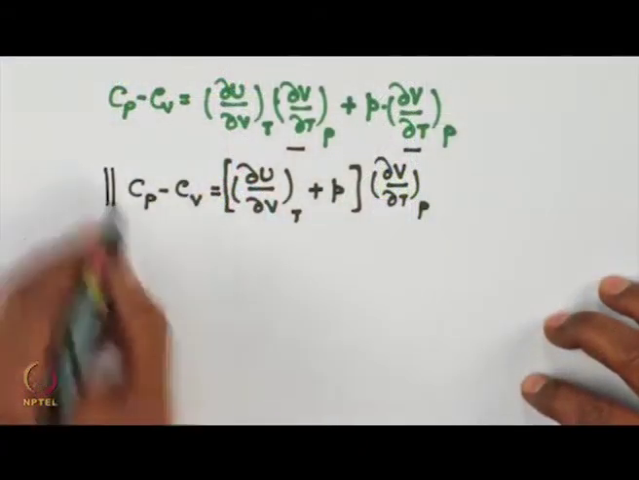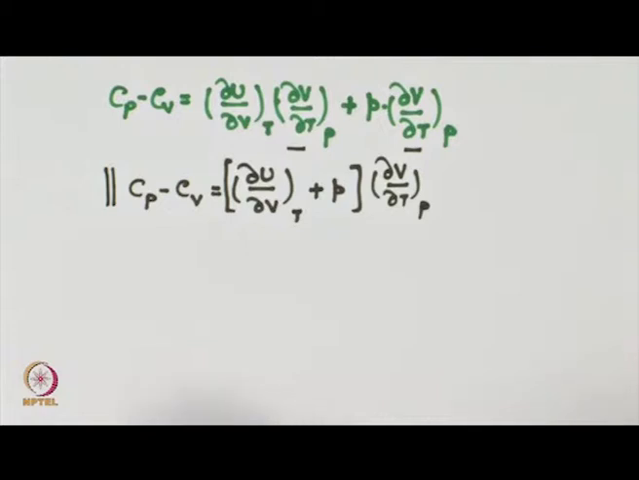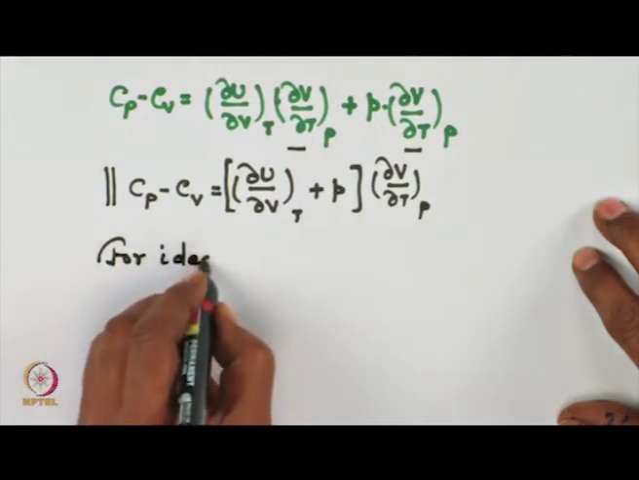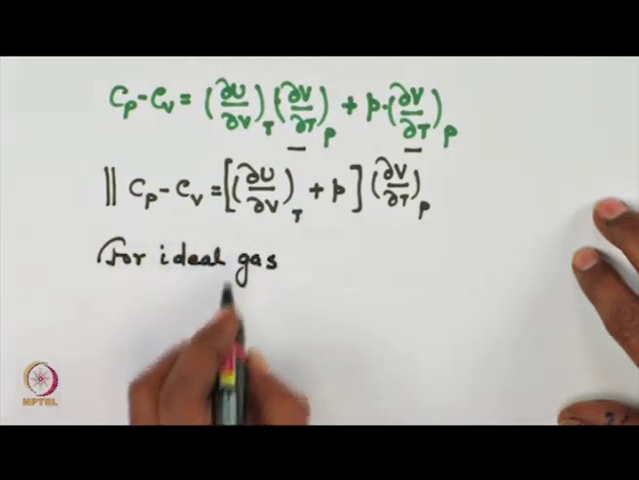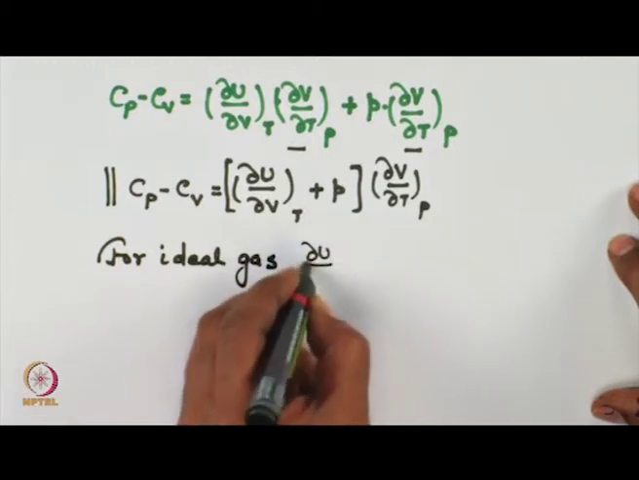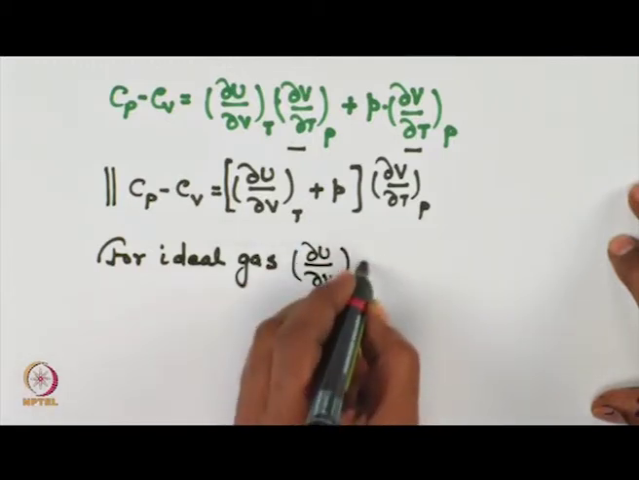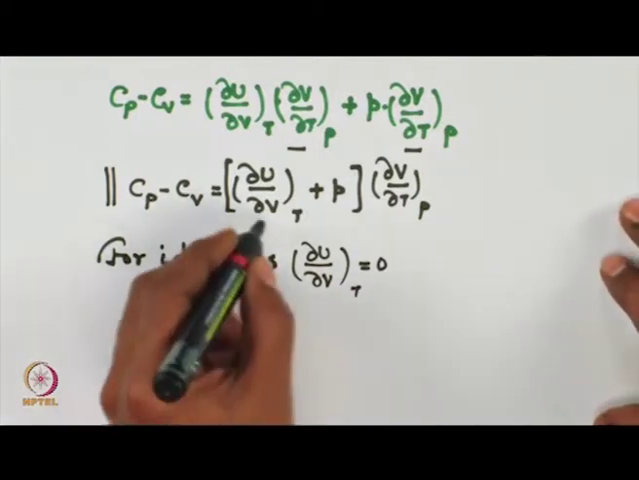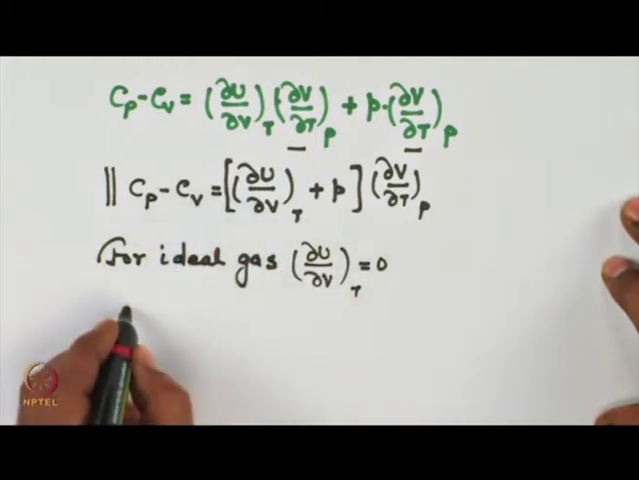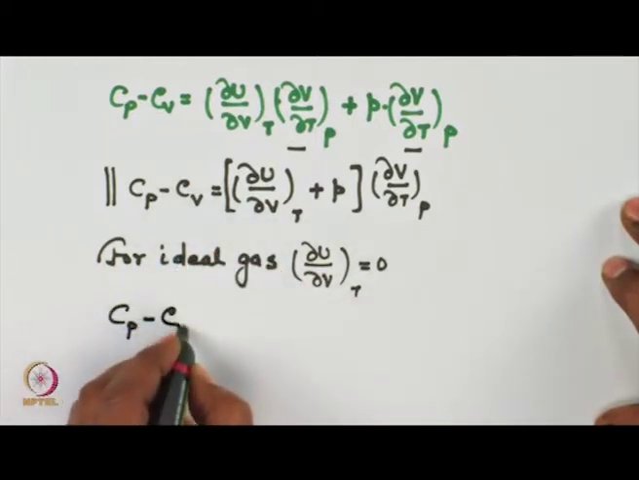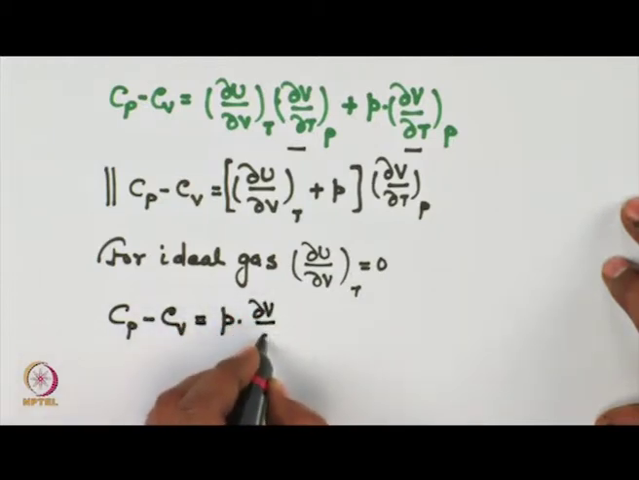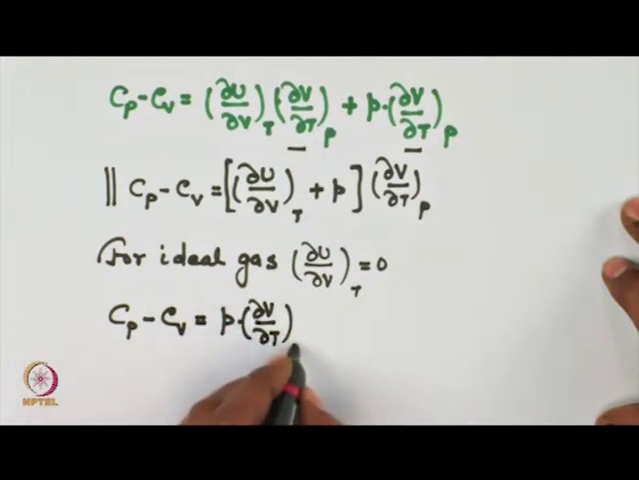Now, from this equation, I can further derive two equations. Let us say for an ideal gas, the variation of internal energy with volume at constant temperature is going to be 0. So, if I substitute 0 over here, I have Cp minus Cv is equal to P into the variation of volume with temperature at constant pressure.